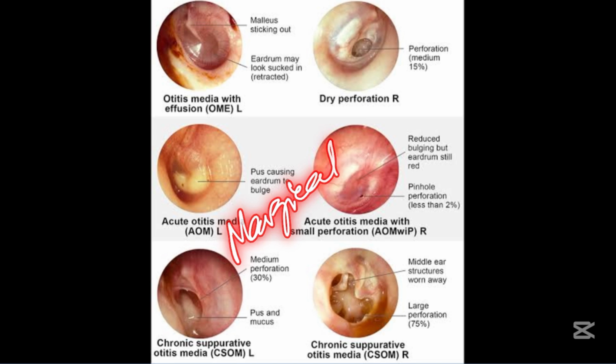So these are the 2 big types of perforation. Central perforations are present in the pars tensa mainly, the main part of the eardrum. They are often associated with ear infection like chronic suppurative otitis media, and they typically maintain a portion of the tympanic membrane surrounding the hole.